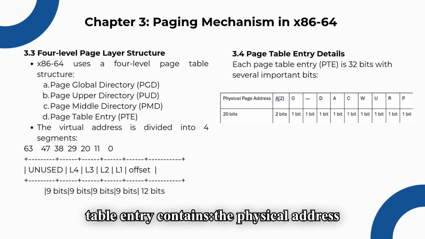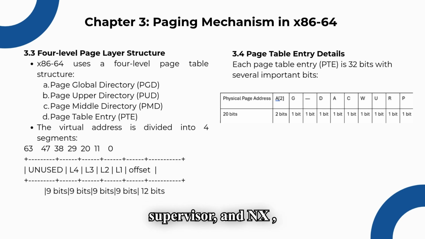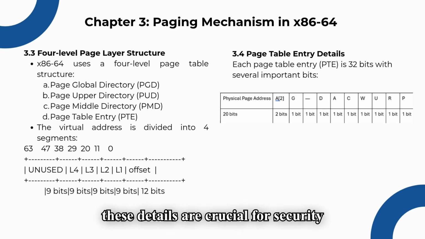Each page table entry contains the physical address of the frame or next level. Flags for permissions like read, write, user, supervisor, and NX, no execute. These details are crucial for security and performance.